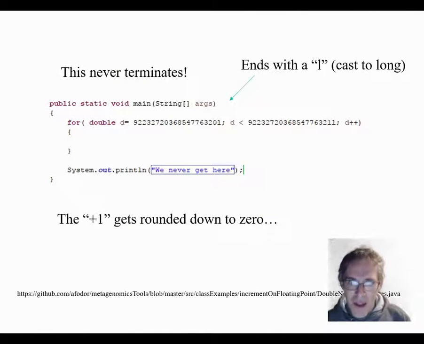Likewise, the absorption of round-off error can cause trouble in checks of conditions in loops. Here we're starting a double with some really large number, and we want to loop until we get to some other larger number, and we say d++. But it turns out that this never terminates. This is actually equivalent to while true, even though it doesn't look like it.